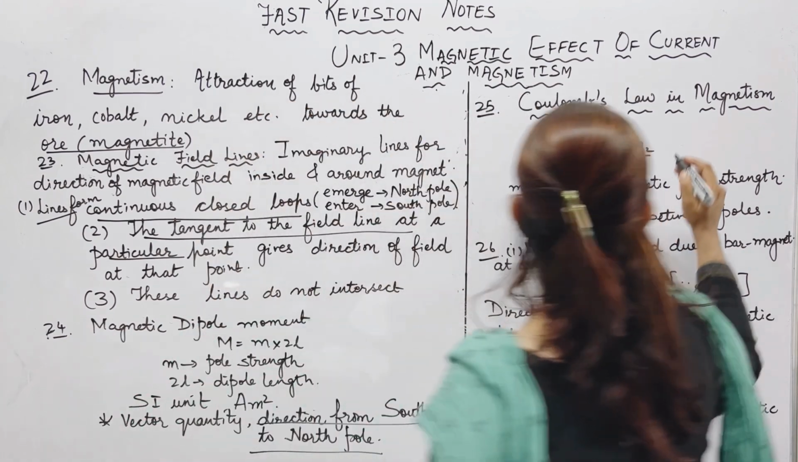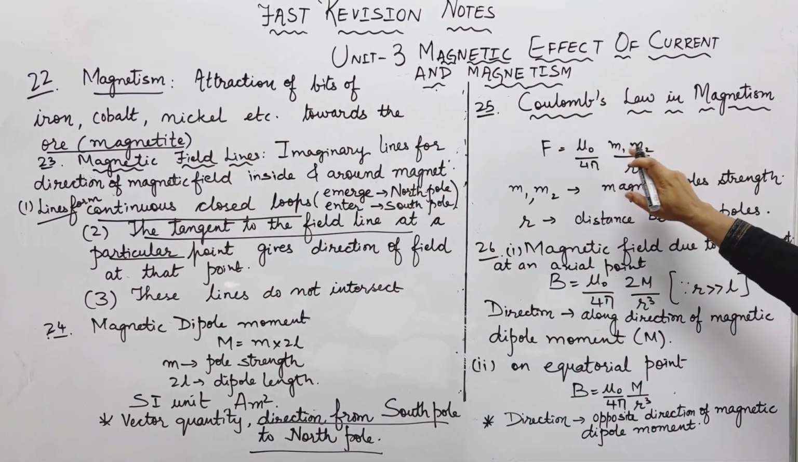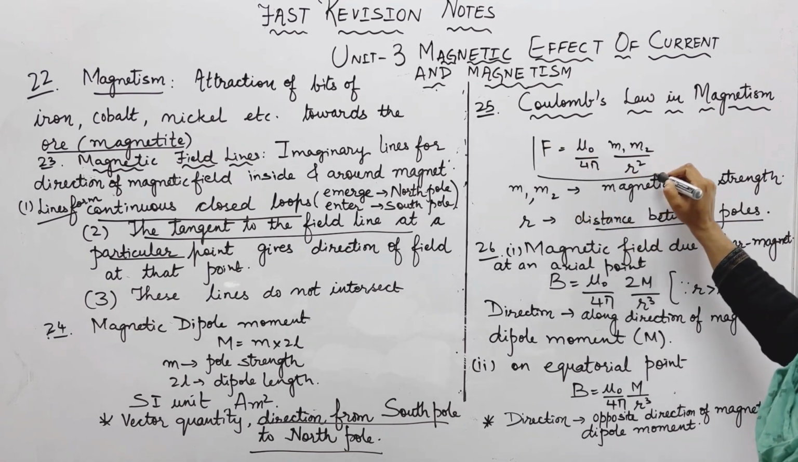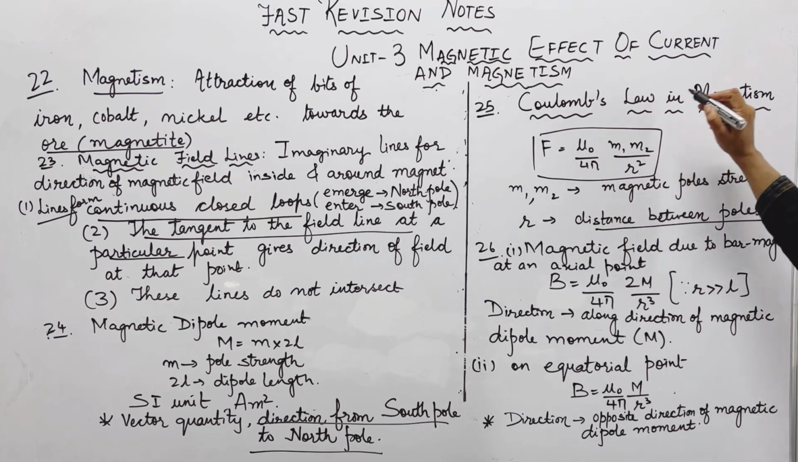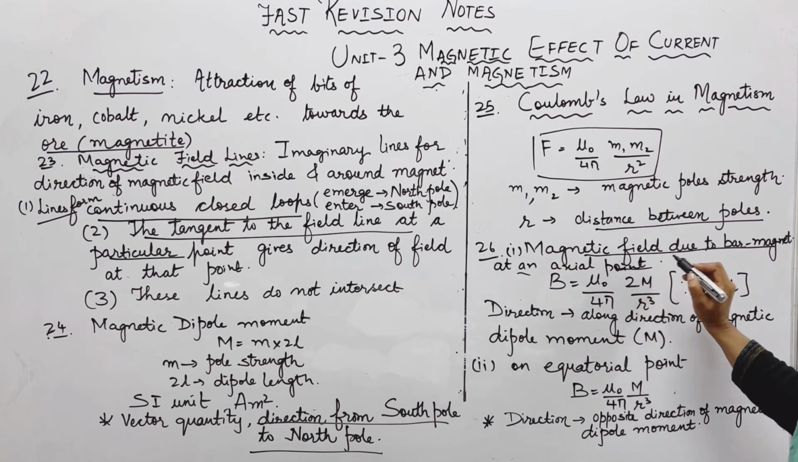Then is Coulomb's law in magnetism. The force is proportional to the product of the pole strengths and inversely proportional to the square of the distance between the poles. So this is the value of the force given by Coulomb's law in magnetism. The magnetic field due to a bar magnet at an axial point is given by mu naught upon 4 pi times 2M upon r cube.